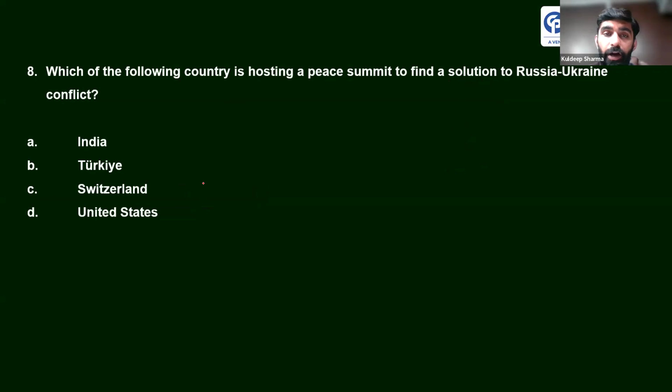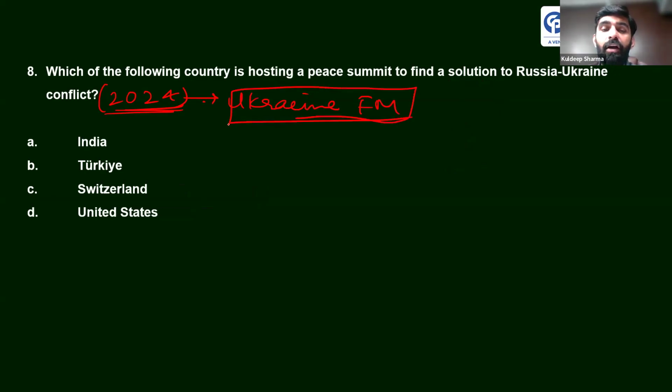Next question. Which of the following countries is hosting a peace summit to find a solution to the Russia-Ukraine conflict in the present year? I'm asking you about the current peace summit which is going to be hosted. This is important because Ukraine's foreign minister is currently visiting India, and he has asked India to be present at that peace summit so that it can become a helpful partner in resolving the Russia-Ukraine conflict. The four options are India, Turkey, Switzerland, or United States. So the answer is C, Switzerland. Switzerland is hosting a peace summit to find a solution to the Russia-Ukraine conflict.